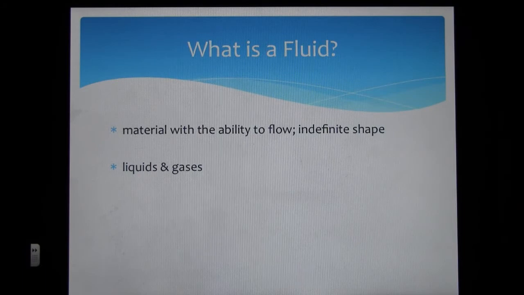When placed in different containers, liquids and gases take the shape of the container they're in, and the molecules can flow past one another because they're not fixed to position.